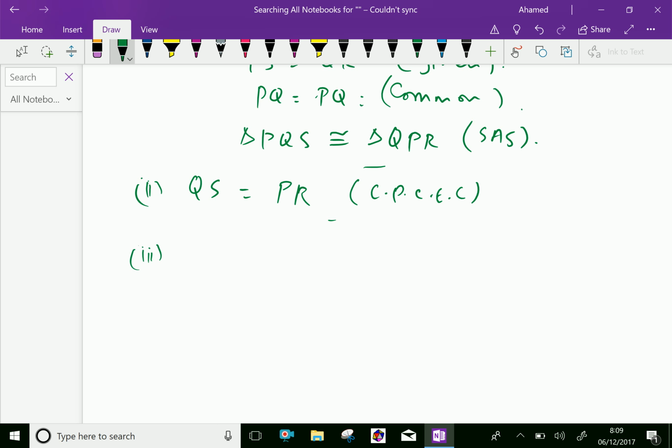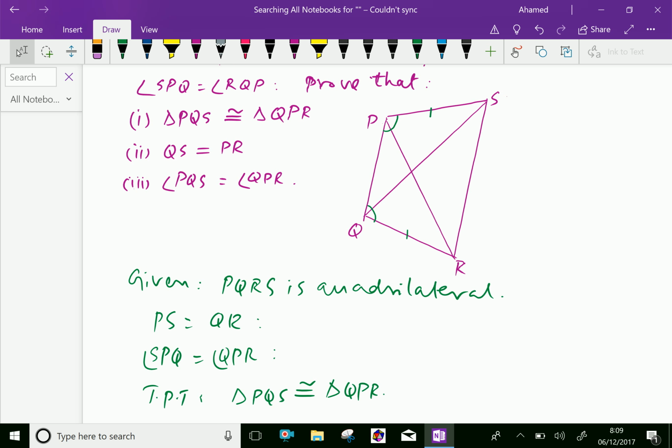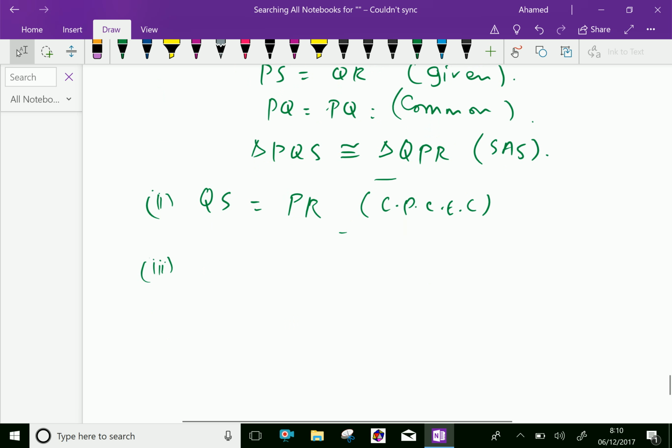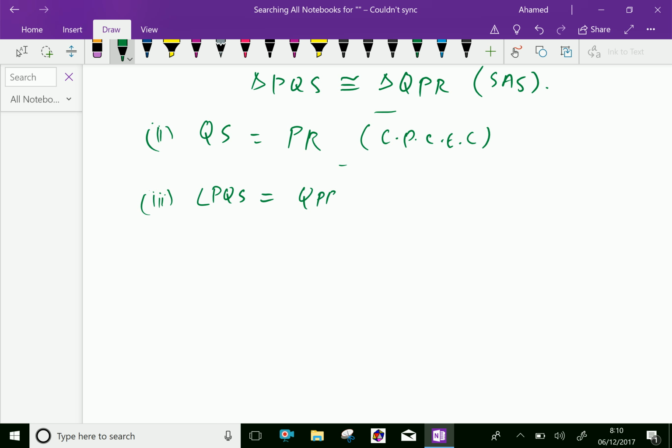Third, angle PQS equals angle QPR. This is also equal, since angle PQS and angle QPR are equal angles of the congruent triangles. So the reason here also is CPCTC: corresponding parts of congruent triangles are congruent.